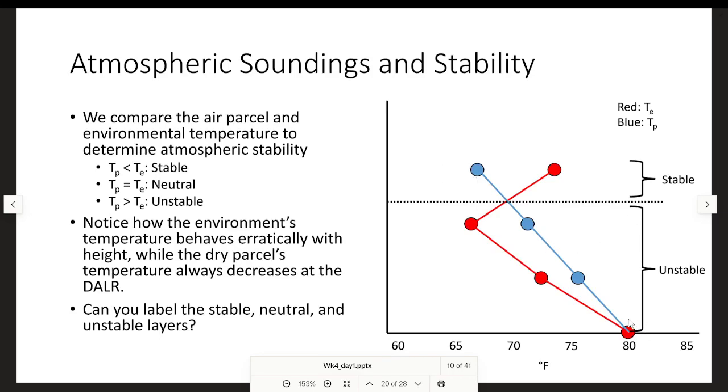We have this unstable down here because the blue line is farther to the right. It's warmer than the red line, the environment. When they cross, it's neutral, and then this is stable up here because the environment temperature is warmer than the parcel, so it's not going to want to rise anymore.